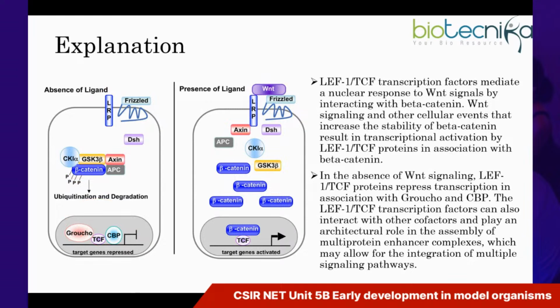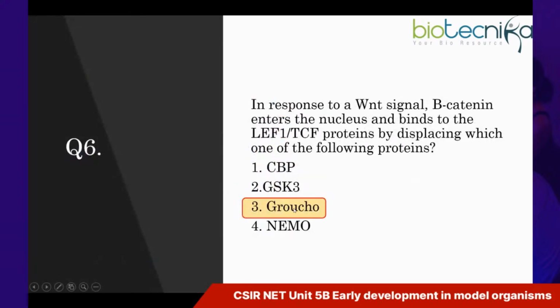But if you have the ligand, then these all become free. They can't form the complex. As a result, beta-catenin cannot be degraded, so it becomes available in the nucleus. There it will replace Groucho and itself bind with TCF. Now that TCF is associated with beta-catenin, it will allow the target genes to be activated. So that's why the correct answer is Groucho.